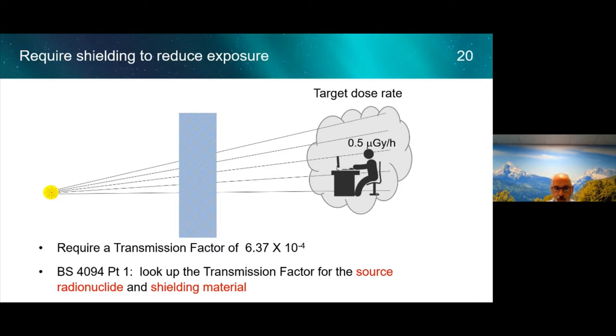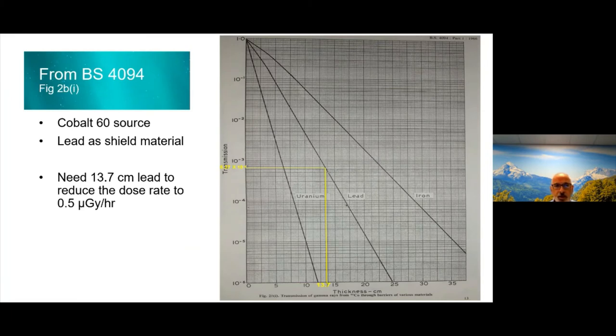If you've got access to BS 4094, you can look up a transmission factor for the source, cobalt-60, and for the shielding material. So this is one of the figures, figure 2B from the standard. You can see along the bottom, you have various thicknesses of various shields, and you've got three lines there, each representing the transmission for different shielding materials. So you've got a choice of uranium, lead, or iron. So we're going to use lead.